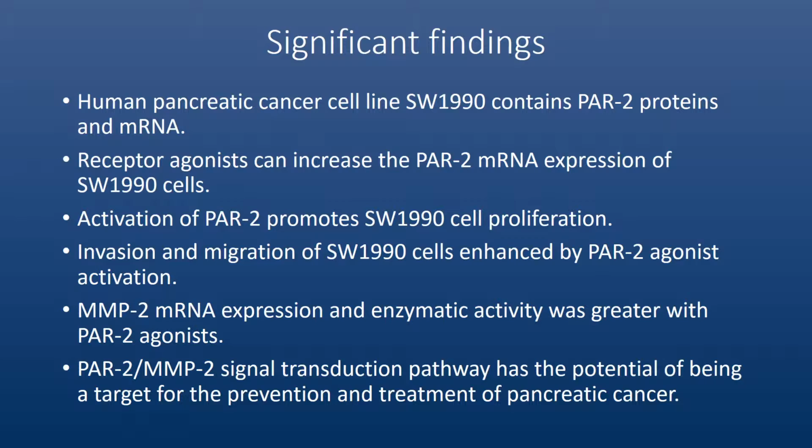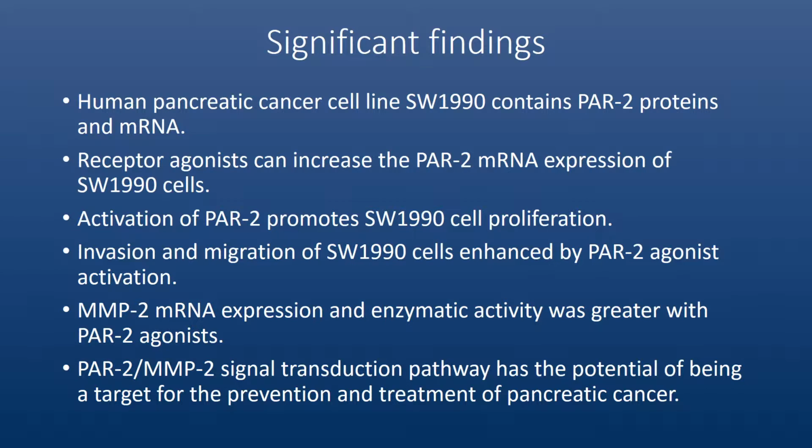It was also found that agonist activation of part 2 promoted SW1990 cell proliferation, which might be an effect from the part 2 mRNA expression increase just discussed. Furthermore, the invasion and migration abilities of SW1990 cells was enhanced by part 2 agonists, especially trypsin. This implies that trypsin may facilitate metastasis of pancreatic cancer cells within patients.